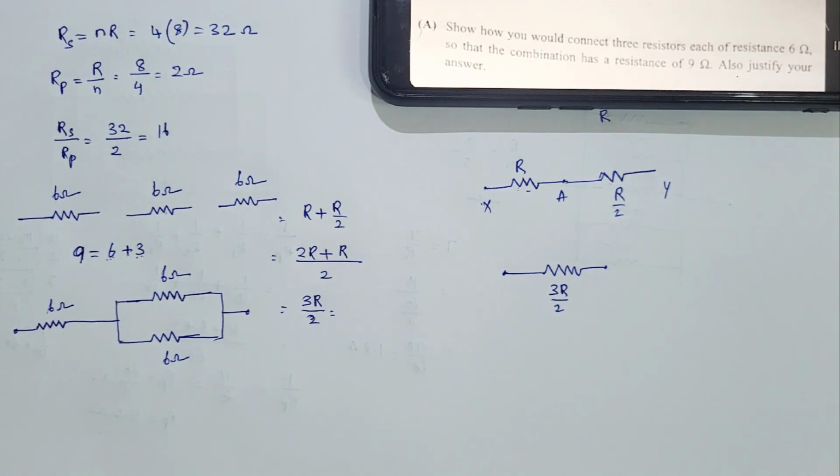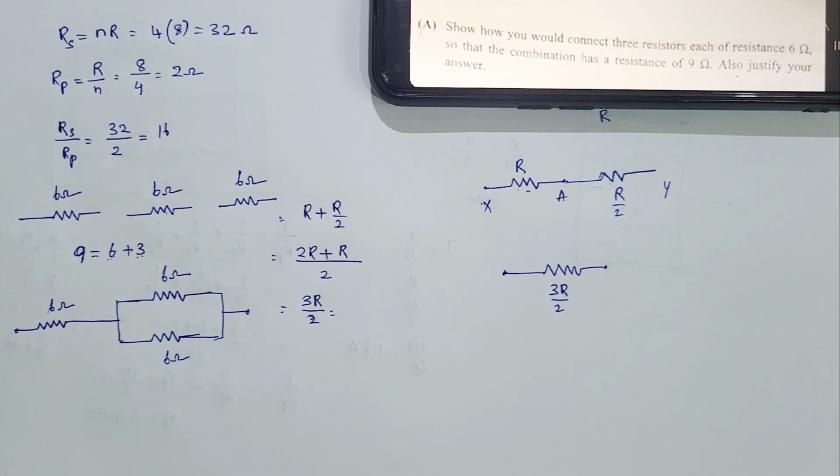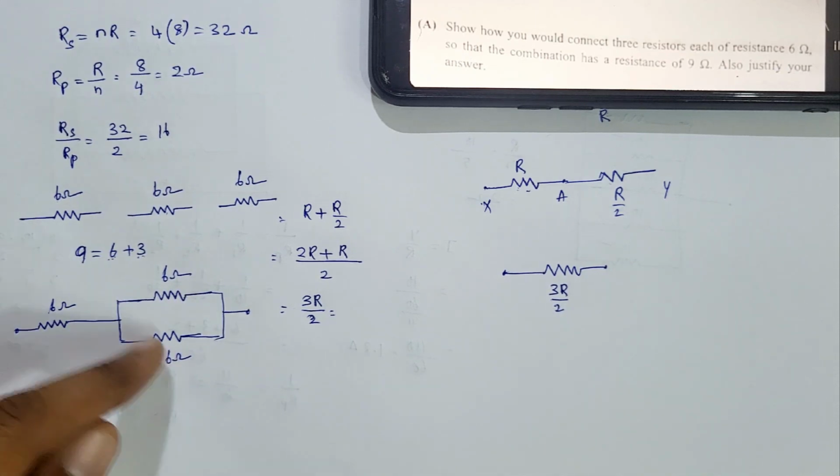Understood or not? And also to justify your answer. How will you justify your answer? You can write in words that when two 6 ohm resistances are connected in parallel, the equivalent resistance of this combination will be 3 ohms, and now 3 and 6 will be connected in series. 3 plus 6 becomes 9.